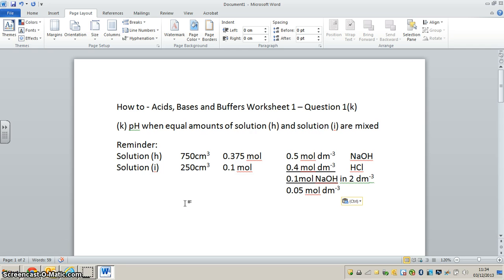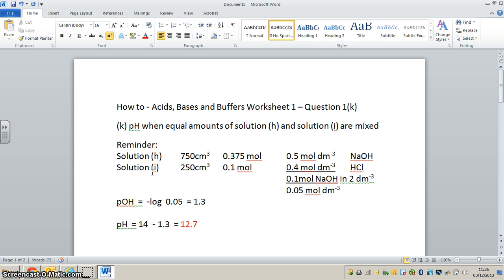So now pH is a simple calculation again, isn't it? All we need to do is to do the pOH calculation, minus log of this number, and that will render us a value which we will then take away from 14 to get the final pH of the solution. So let's do that. So there we go. In this case, if we mix equal volumes of solution H and solution I together, we get a solution with a pH of 12.7.